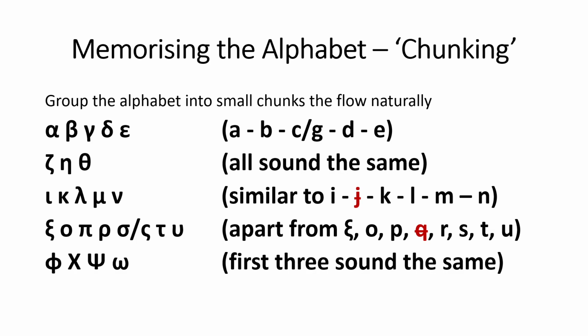And last of all, we have Phi, Chi, Psi, and Omega. And the first three, Phi, Chi, and Psi, sound very similar to one another, so they are very easy to remember as well. And Omega, we chuck that on the end. Even though it doesn't sound the same, we can maybe say it looks like Psi.